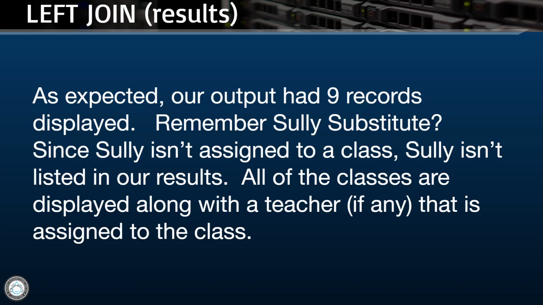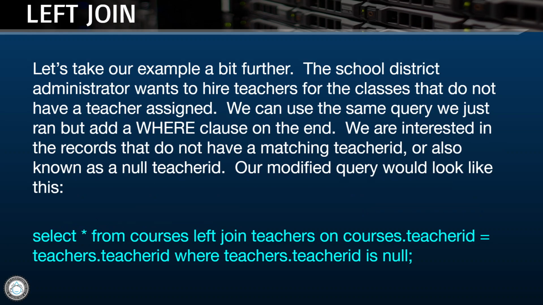So, as expected, we had 9 records in our results because we have 9 courses. I don't know if you noticed, but there was one teacher we did not see, Sully Substitute. That's because Sully is a substitute teacher and isn't assigned to our class. So we would not expect to see Sully in our results.